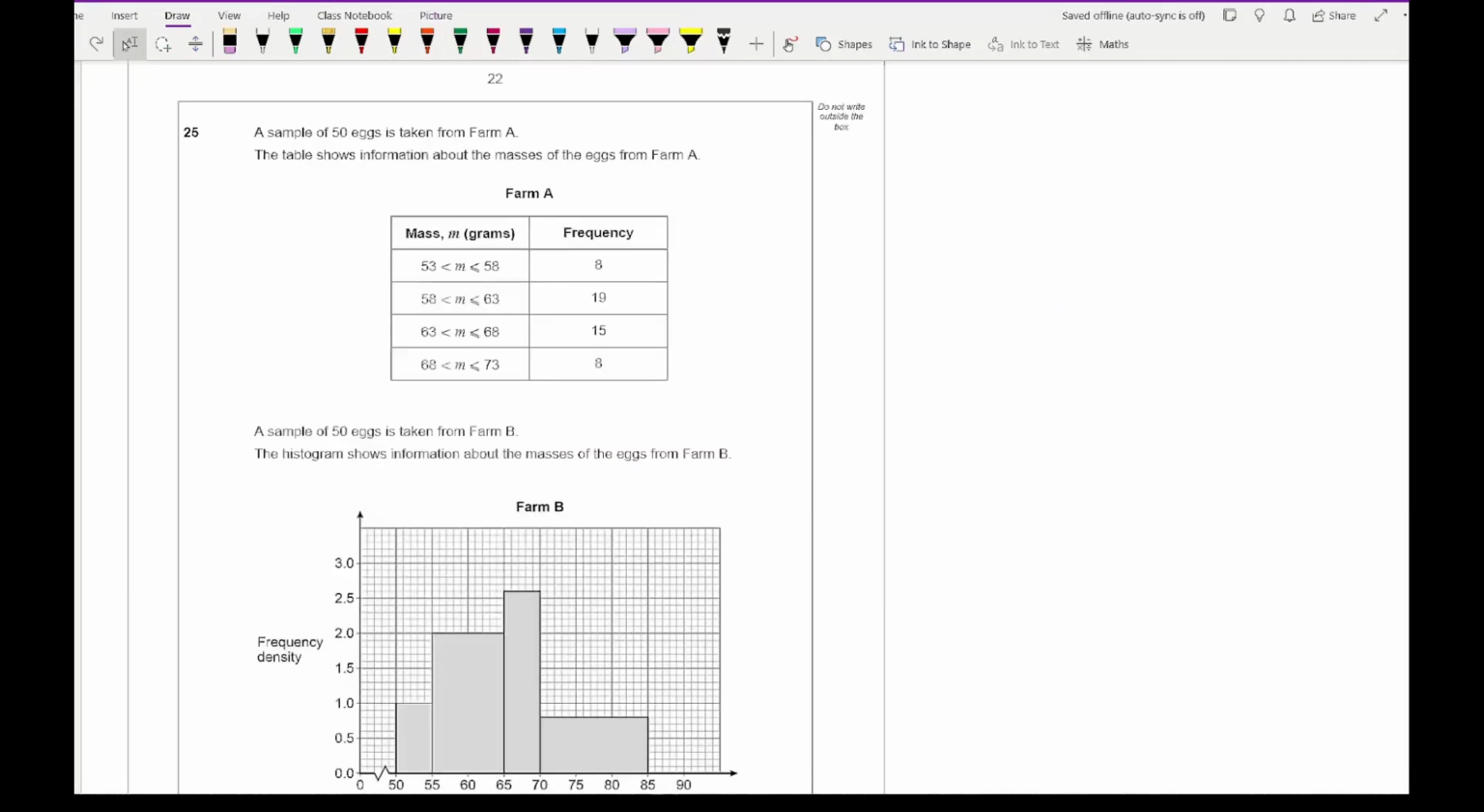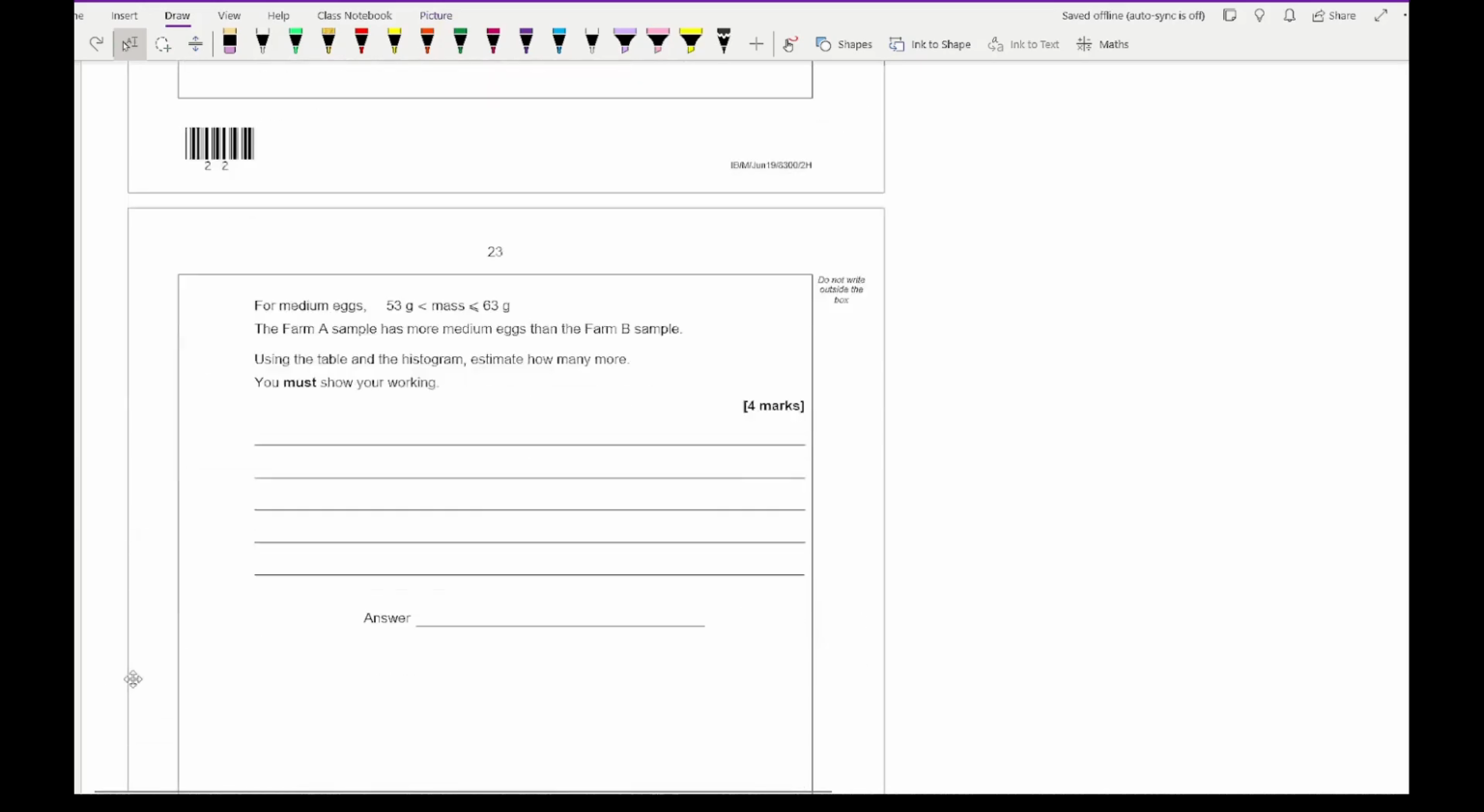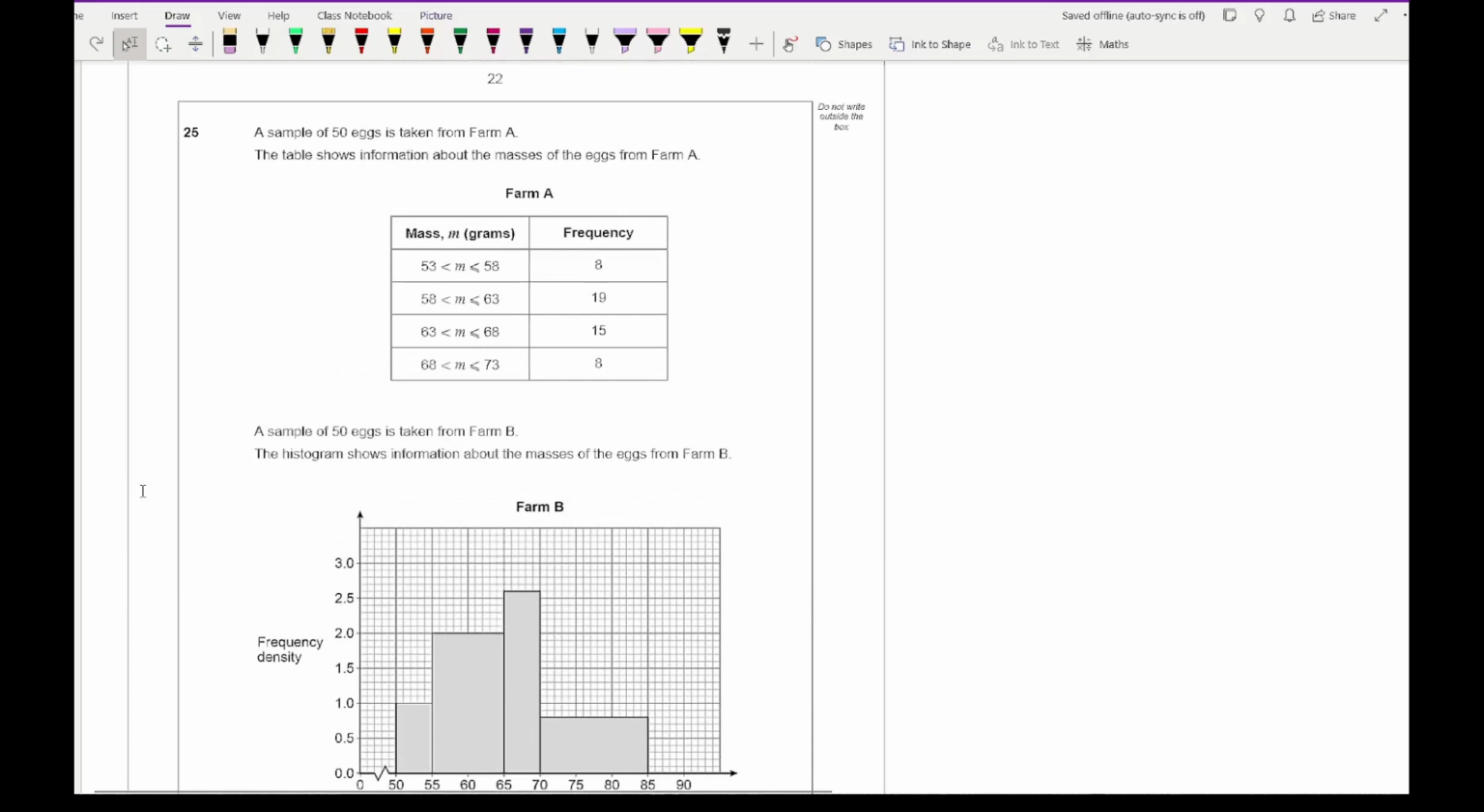So looking at question 25, it says a sample of 50 eggs taken from farm A is shown in the table below, and a sample of 50 eggs from farm B is shown in the histogram. The question says that medium eggs are between 53 grams and 63 grams. Farm A has more medium eggs than farm B, and we need to show how many more farm A has than farm B. So looking at the data, we can see that medium eggs of farm A is going to be included by adding these 2 frequencies together. So farm A is going to have 19 plus 8, which is 27.